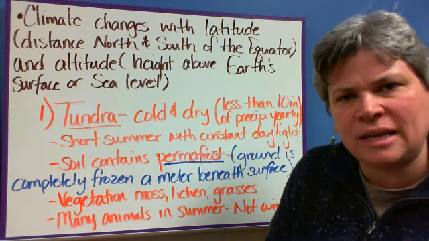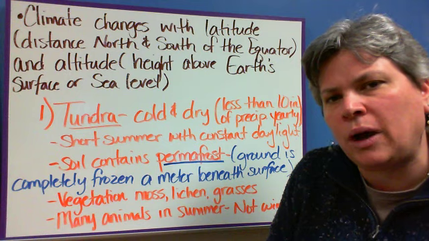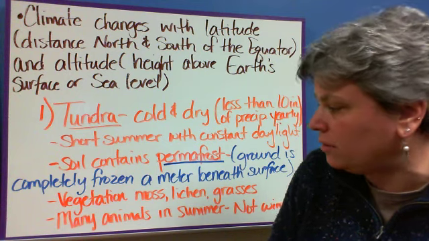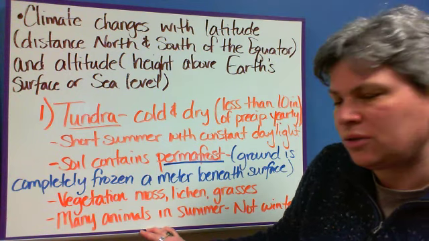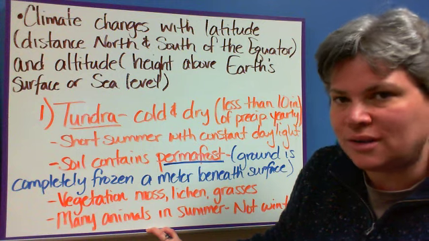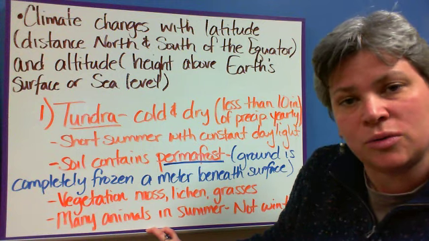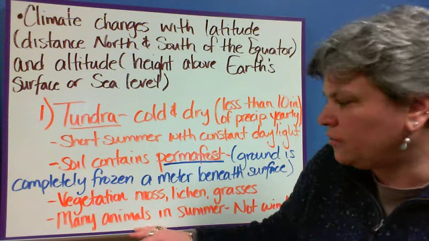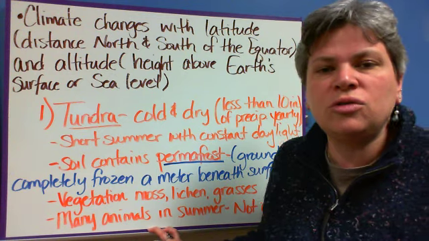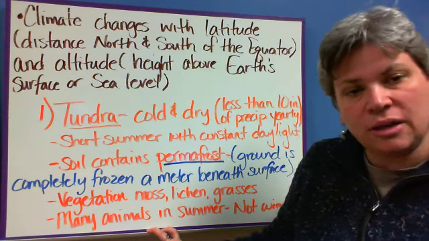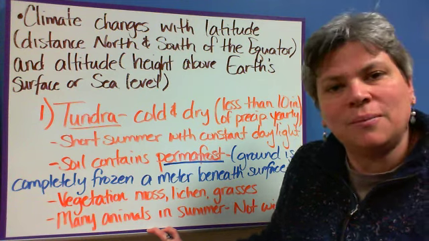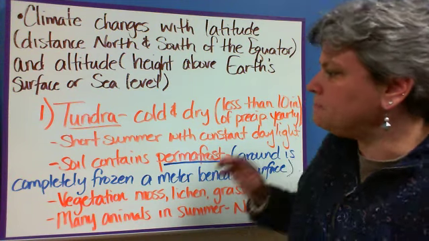Vegetation is mosses, lichens, and grasses, things that don't require a lot of water since there isn't water there. And many of the animals are there in the summer, but not in the winter. As you could probably imagine, it's not the most pleasant place in the wintertime. So if they're there in the summer, what are they? They're usually migratory animals like birds. So they come in, they hang out for the summer, but then they go back away again.